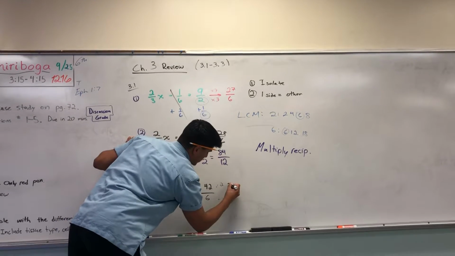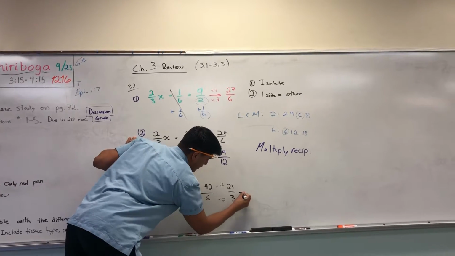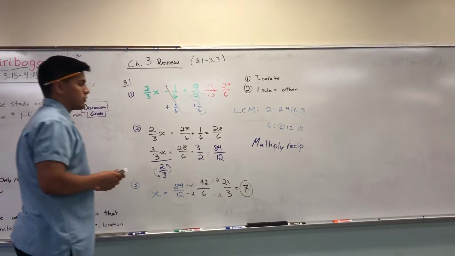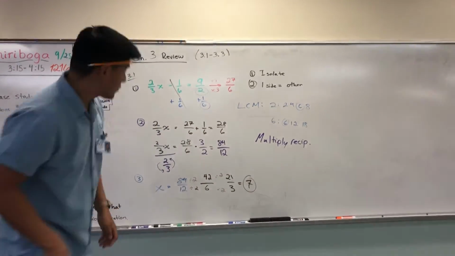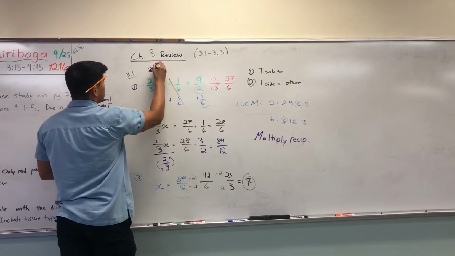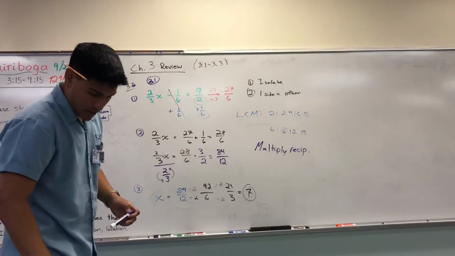42 divided by 2 is going to be 21. 6 divided by 2 is going to be 3. And we know that 21 divided by 3 is going to be 7. And that's your final answer for this problem, okay? That was problem number 31. Sorry for not writing that on the board earlier. This is problem 31, and we are in section 3.2 right now.